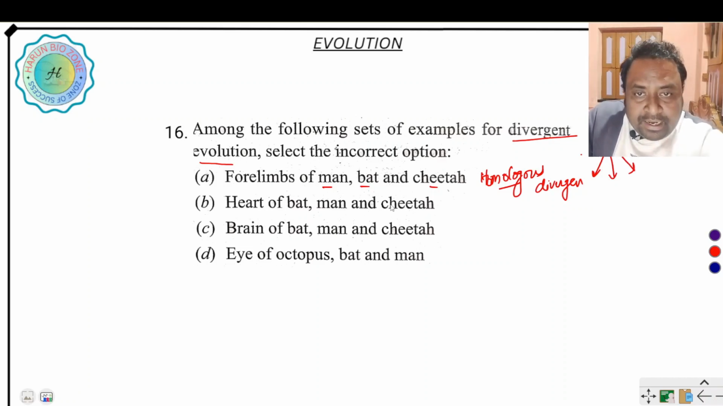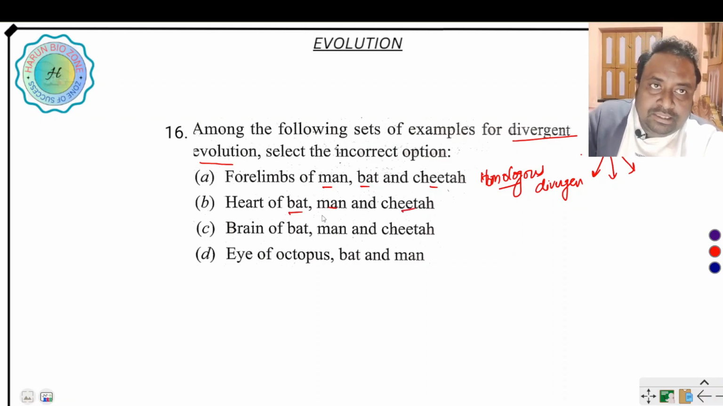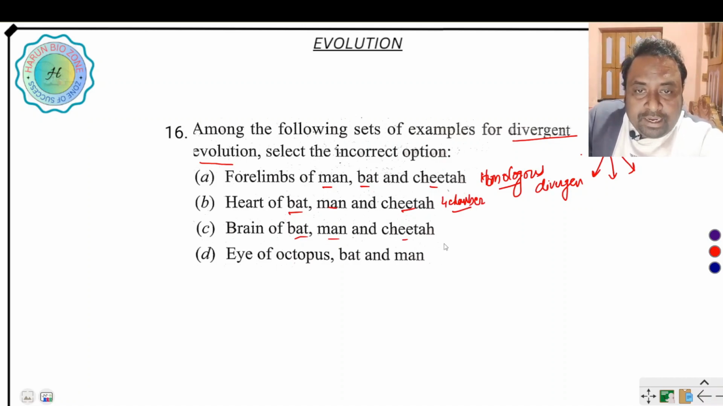The heart of bat, man and cheetah: they are all four chambered and function the same. Anatomy same, function same. The brain of bat, man and cheetah is the same. The eye of octopus and bat is analogous.